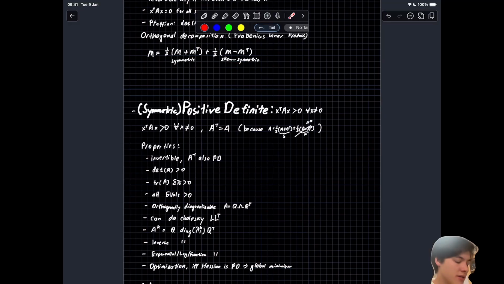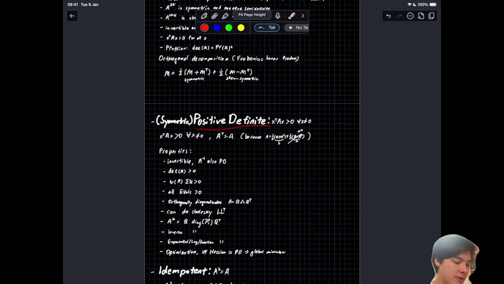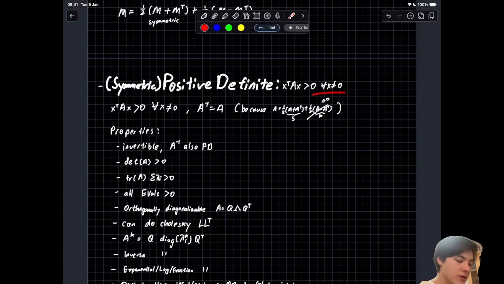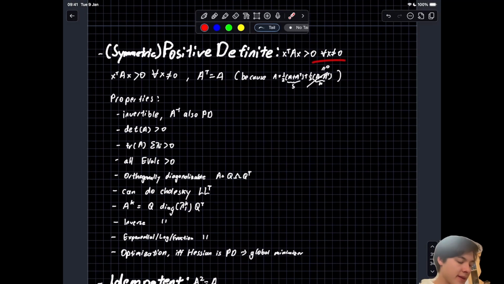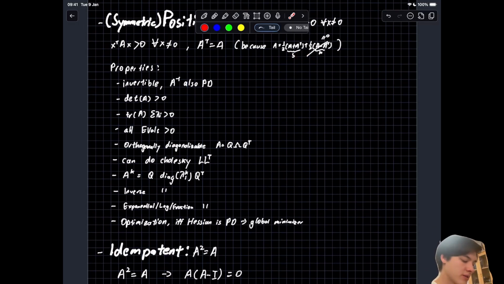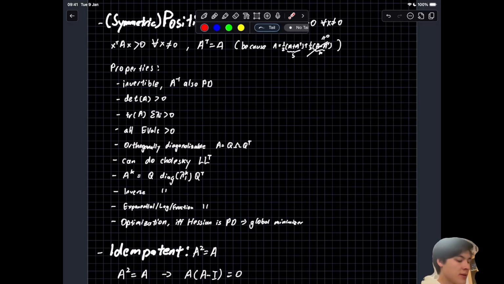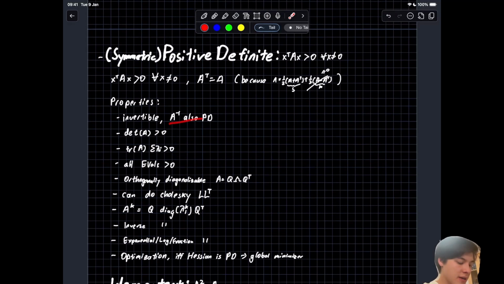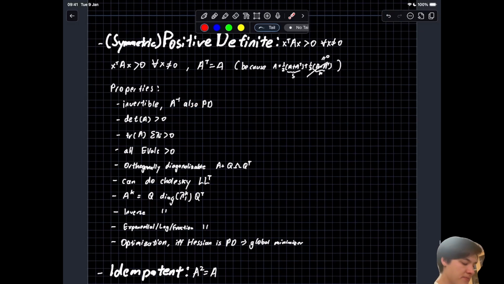So let's look at symmetric positive definite matrices. That means x transpose Ax is always bigger than 0 if x is not 0. And yeah, A transpose equals A, because when we look at this rule from before, this part needs to equal 0 because of this rule, so that means it has to be symmetric. And this matrix is invertible, and A inverse is also positive definite.